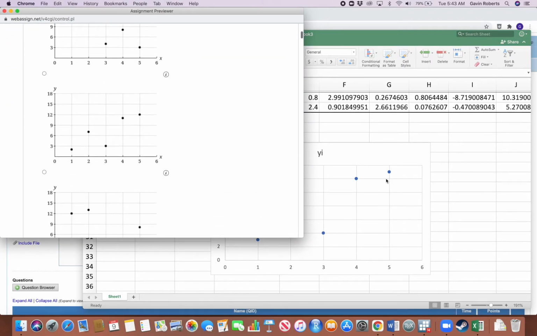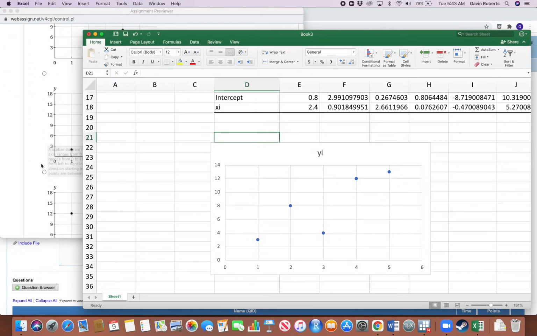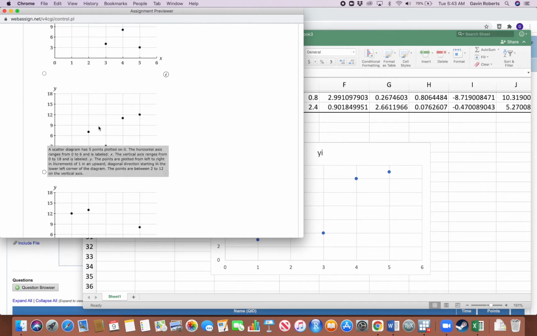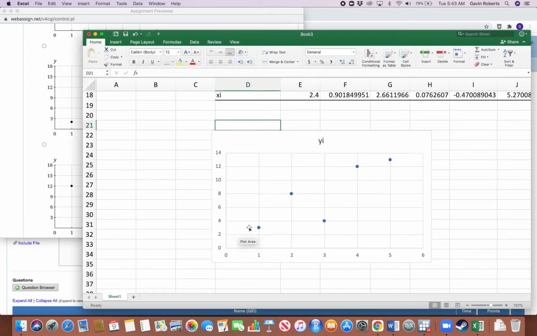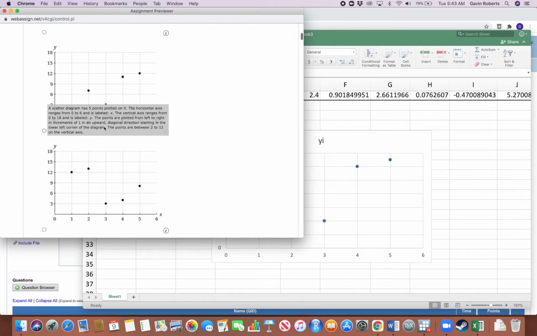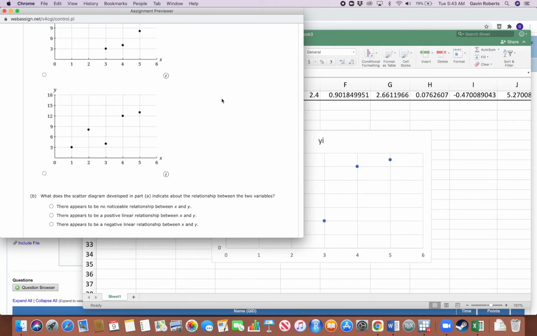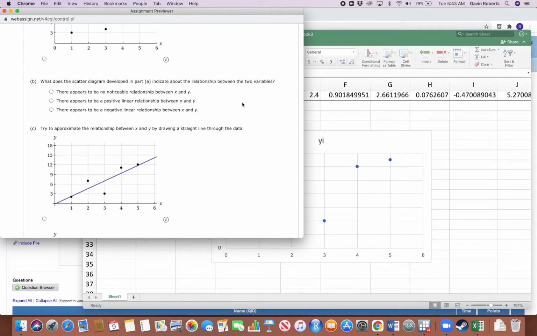So right away we see this positive looking relationship. It looks like that one right there. We can kind of check, is this point down here below 3? Yep, that looks like it's in about the right spot. So I'm assuming that's our answer for the scatter plot. That last one might be worth checking too. I will leave that to you.